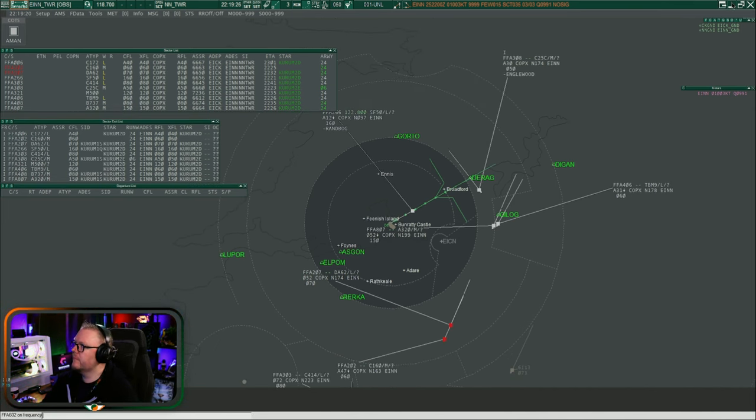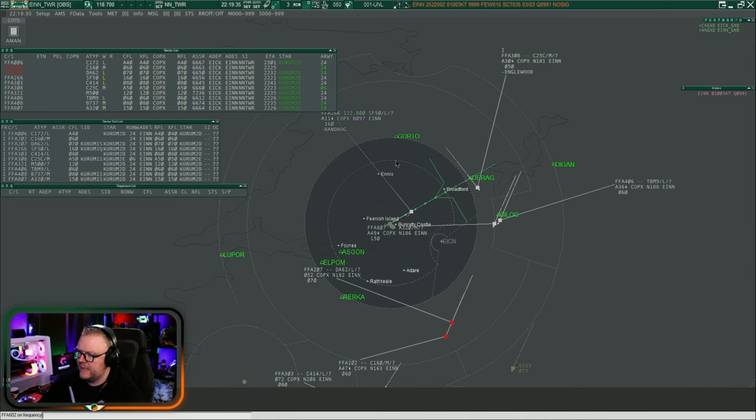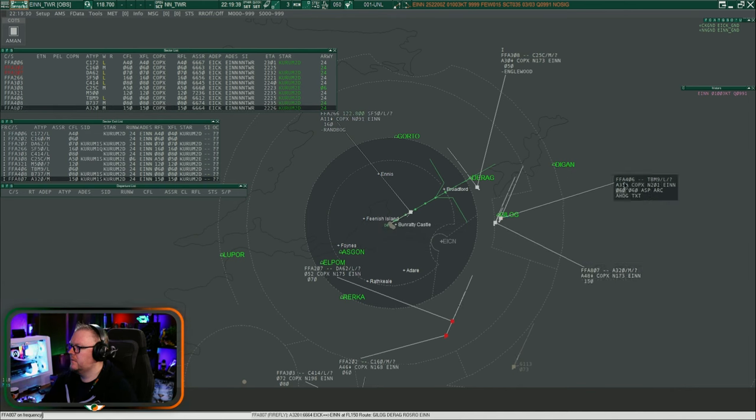602, vacating Alpha, switching ground. Thank you. Firefly 266, winds 010 at 3 knots, runway 24, clear to land. Runway 24, clear to land, Firefly 266.